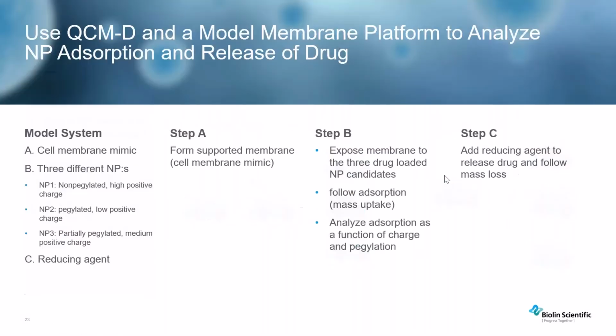The experimental design for this is that we have a cell membrane mimic that we form. We have 3 different nanoparticles: non-pegylated, pegylated, and partially pegylated with different degrees of positive charge. And then we have a reducing agent in order to disintegrate the nanoparticle and release the drug when it has reached the cell membrane. So this is what we do. We compare and analyze these 3 nanoparticle candidates to see how they behave during the adsorption and the release process.